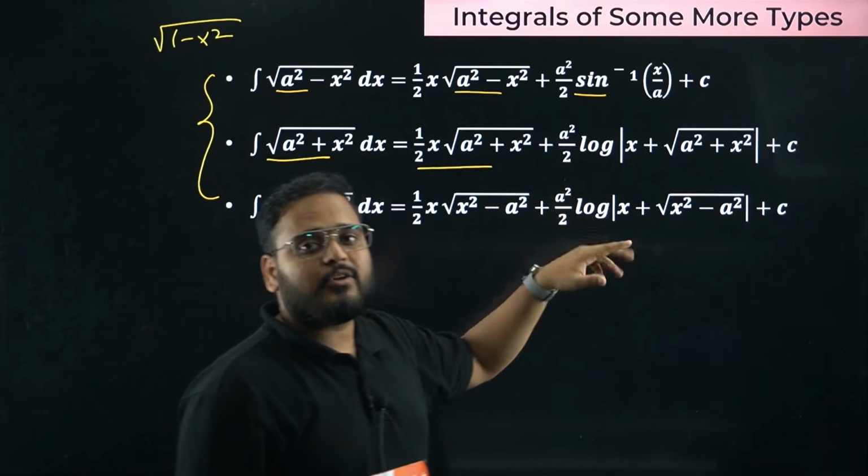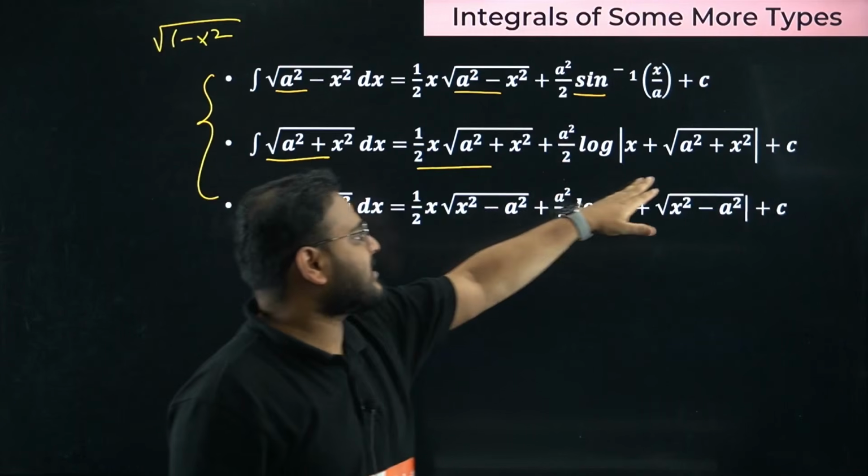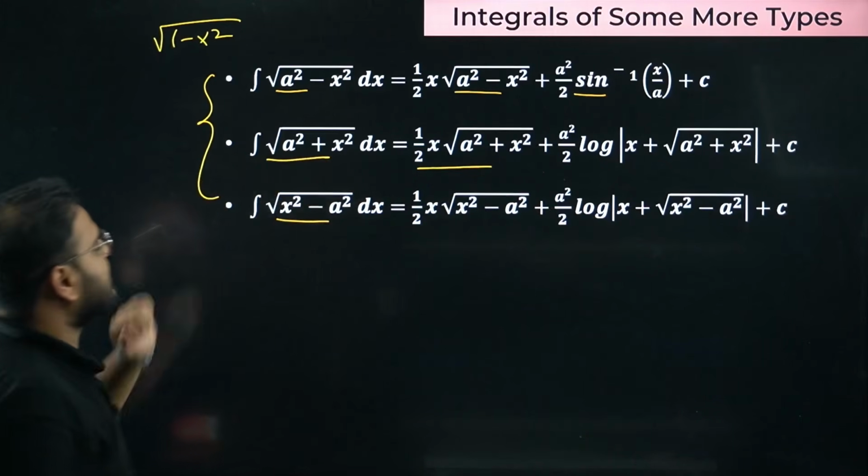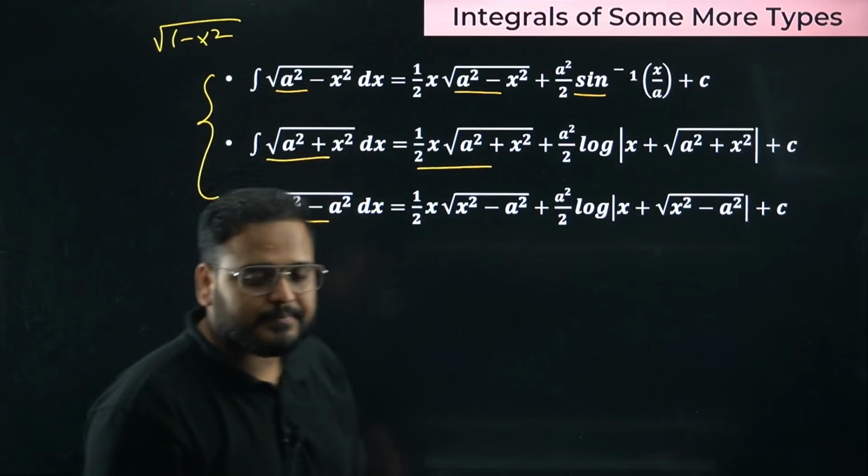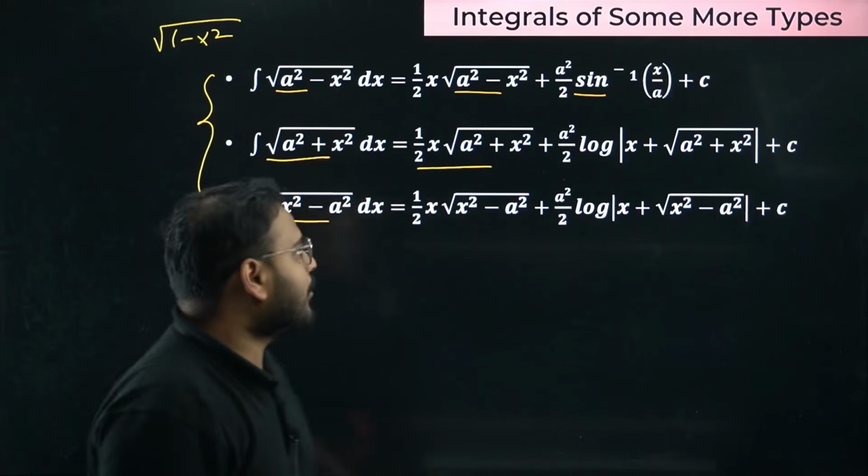In the other form, what will happen? You'll have log coming with the same form, x plus the same root. Please check. This is my way of remembering it. You don't have the derivation of this, but you can do that.